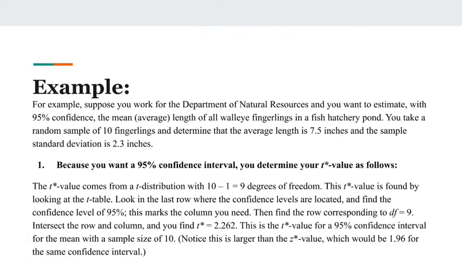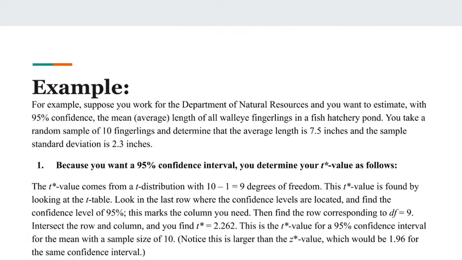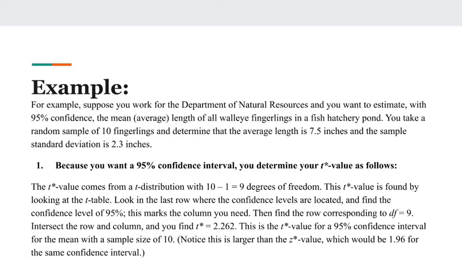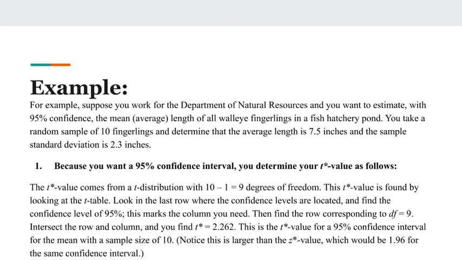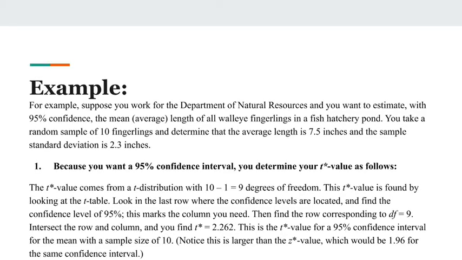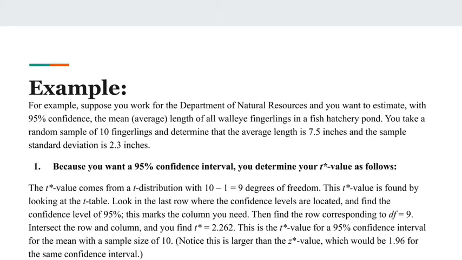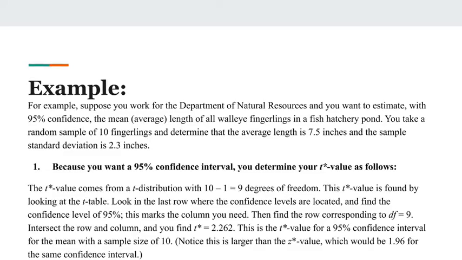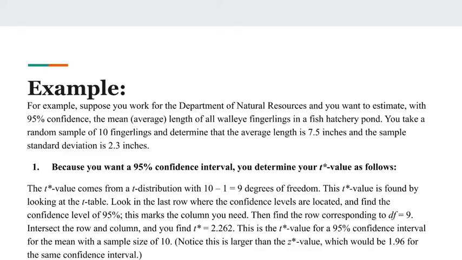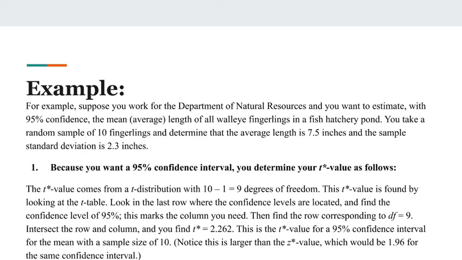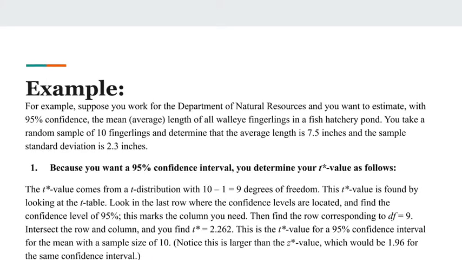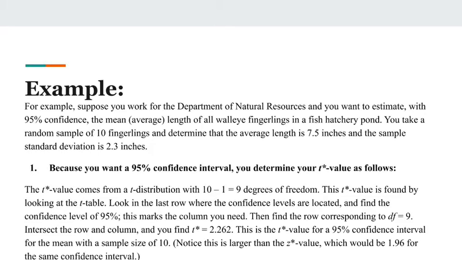For example, suppose you work for the Department of Natural Resources and you want to estimate with 95% confidence the mean length of all the walleye fingerlings in a fish hatchery pond. You take a random sample of 10 fingerlings and determine that the average length is 7.5 inches and the sample standard deviation is 2.3 inches.